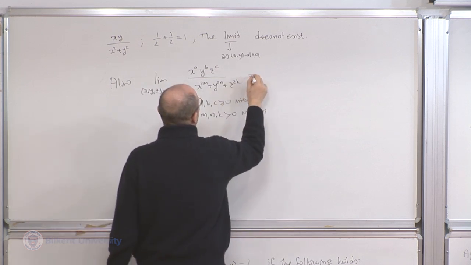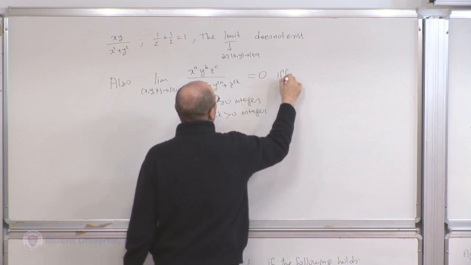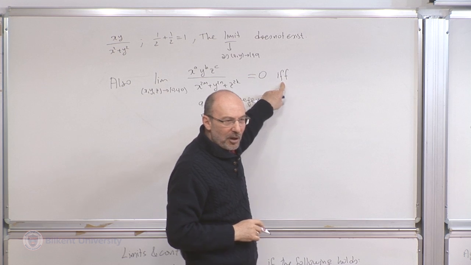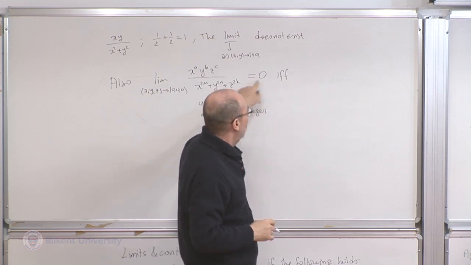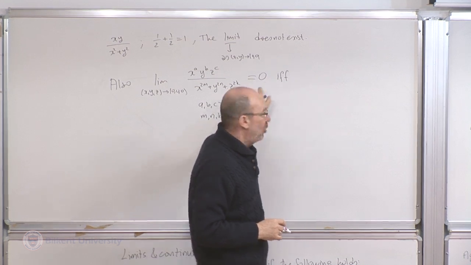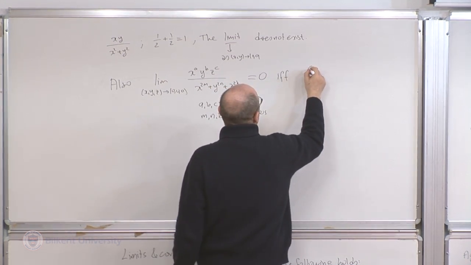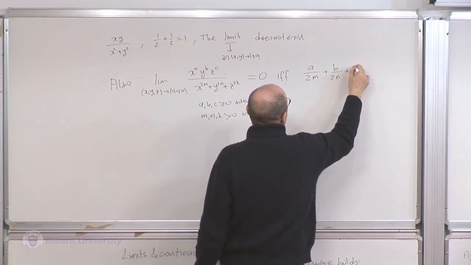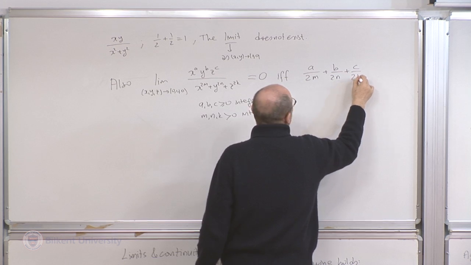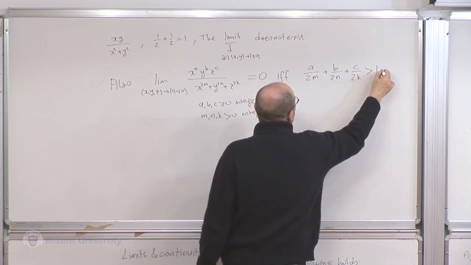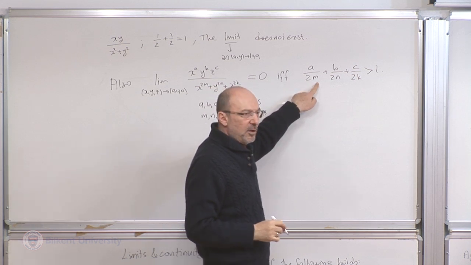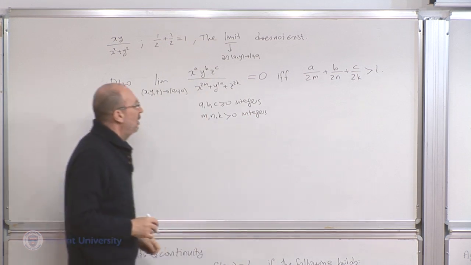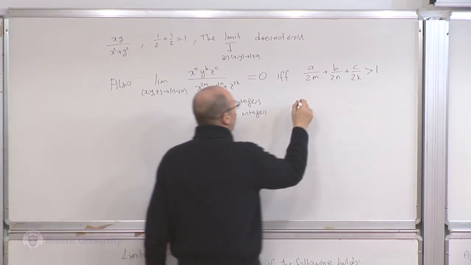Then this limit exists and is equal to 0 if and only if a over 2m plus b over 2n plus c over 2k is strictly larger than 1. In mathematics we are lazy, we use this notation to say that the argument works both ways. Obviously, this part is easier to calculate, so we always use it in this way. If this is larger than 1, we know that the limit exists. Otherwise, the limit does not exist.